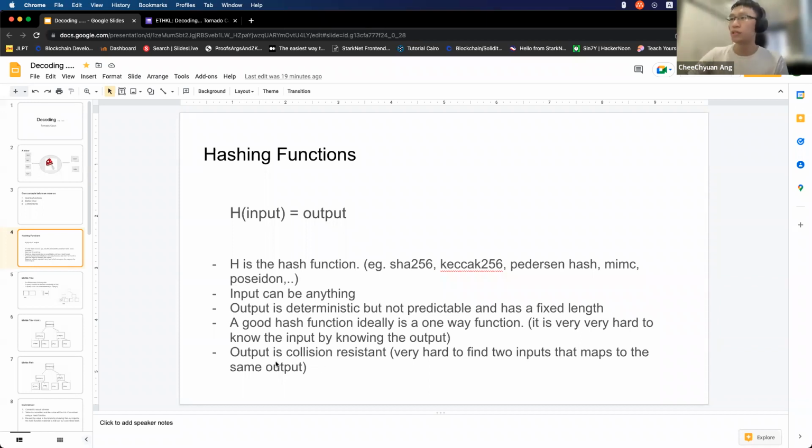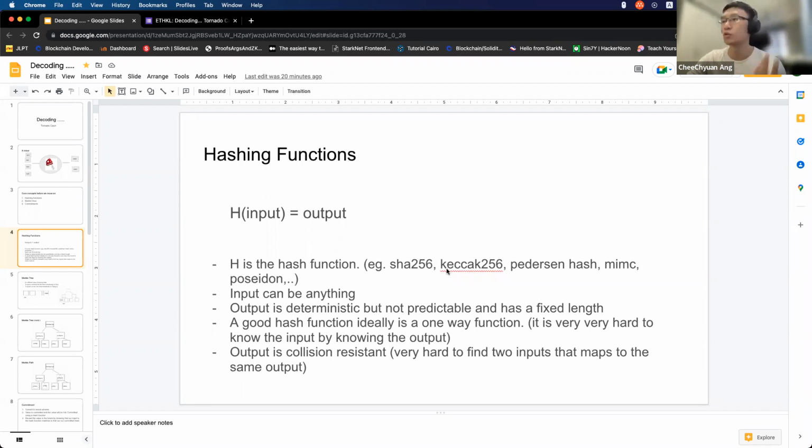One very important thing for a good hashing function is that the output is collision resistant. When I say that, I mean that it is very hard for 2 inputs to produce the same output. Yeah, we will be relying on this a lot later. So what are the general hash functions that you may have heard of? SHA-256, for example, is very commonly used.